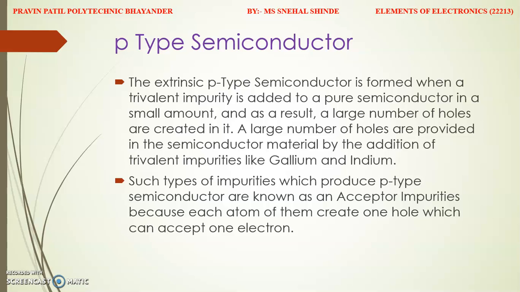The effect of adding one of these elements is that it will become a p-type semiconductor. Such types of impurities which produce p-type semiconductor are known as acceptor impurities because each atom of them creates one hole which can accept one electron.